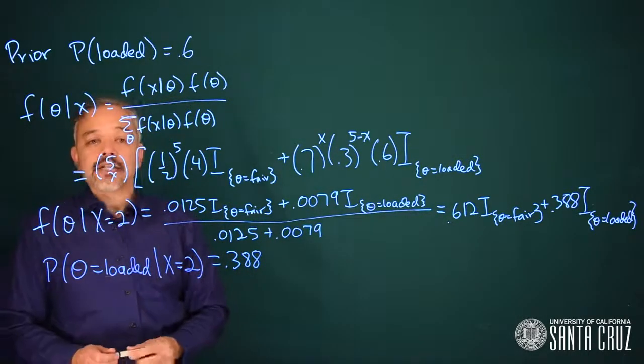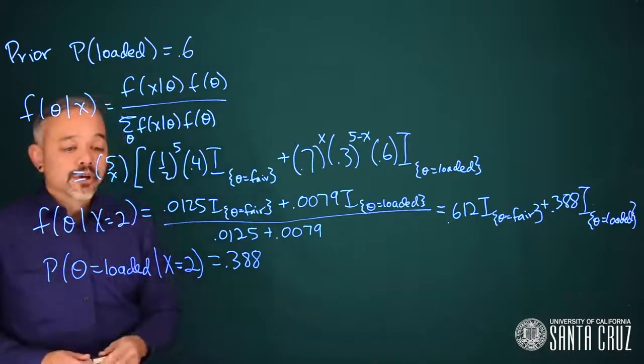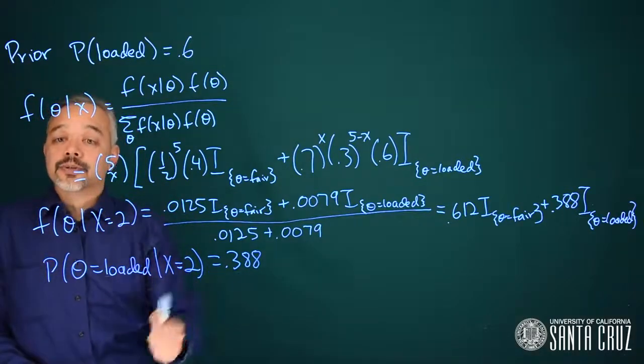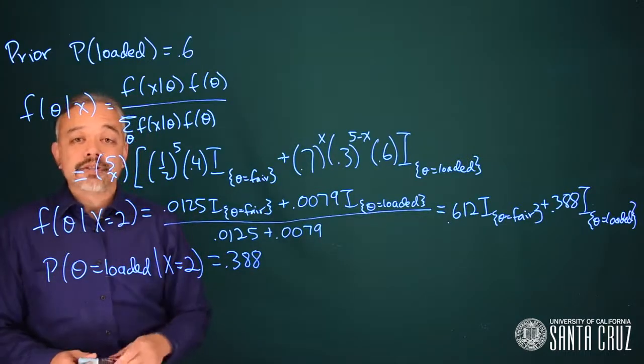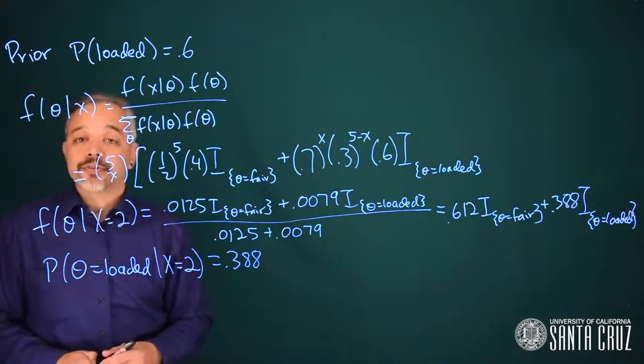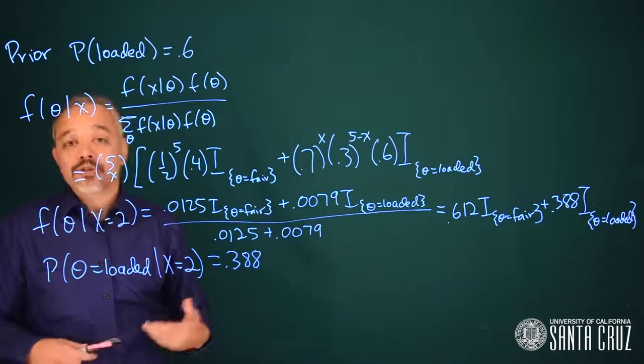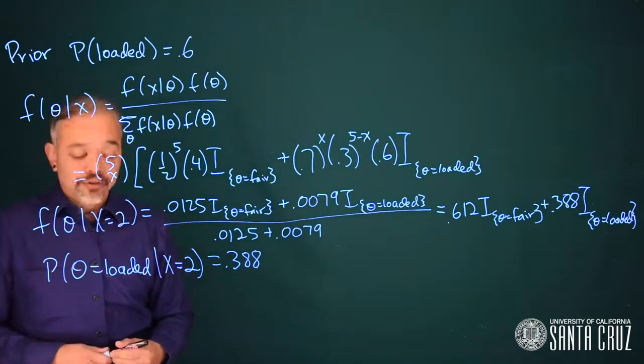Isn't that a much more satisfying answer under the Bayesian approach, where we get a probability, and we can interpret this probability? We can say, what is the probability that we think this coin is loaded after we've observed some data? This is a much more intuitive answer than we get under the frequentist paradigm.